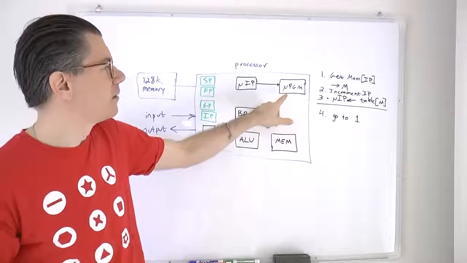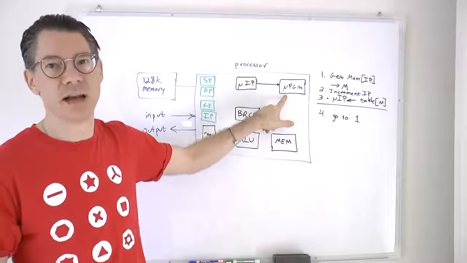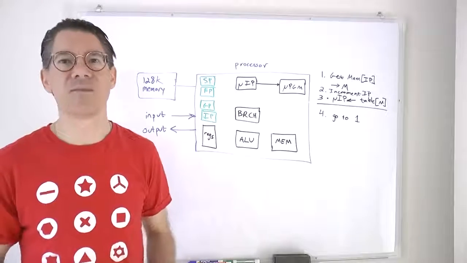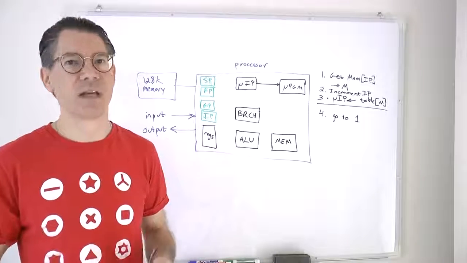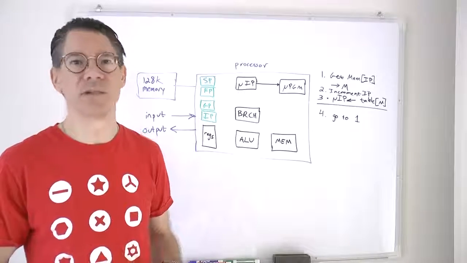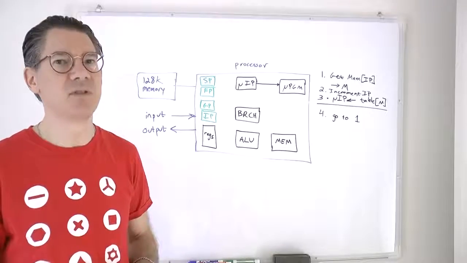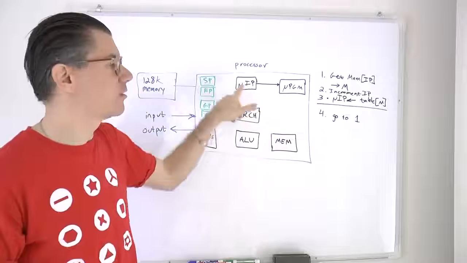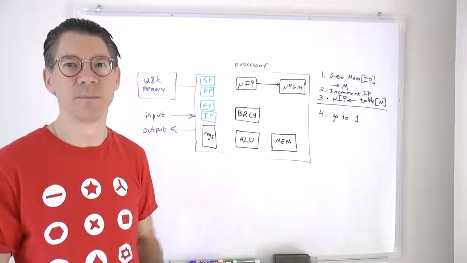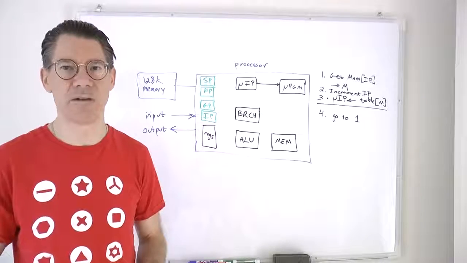The idea is that the microprogram memory doesn't have to be 4 bits or 8 bits. It could be 20 bits, it could be 30 bits, it could be 50 bits, it could be however many bits you need to control all the various pieces of hardware in the processor. So you can do a whole bunch of things in parallel.